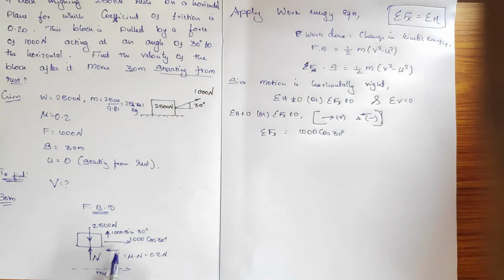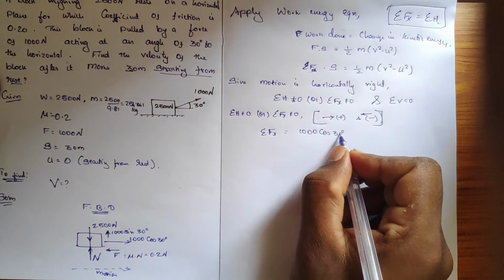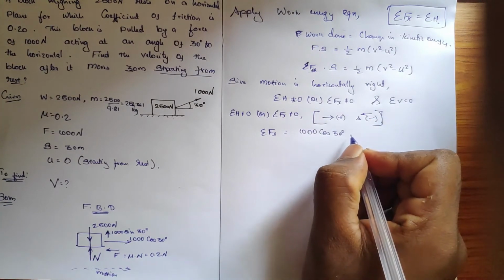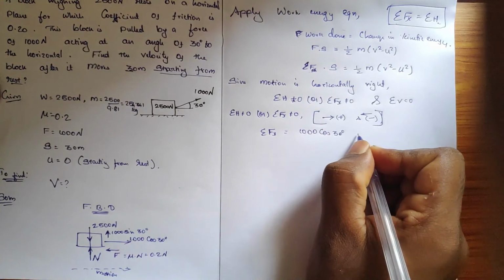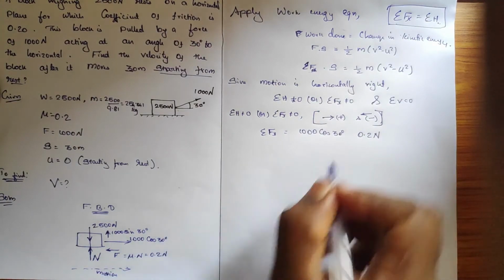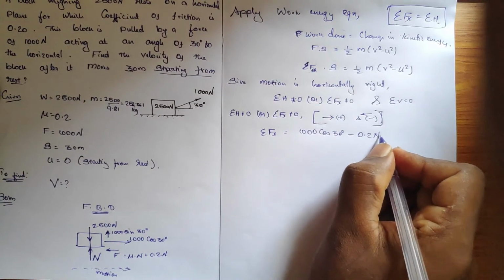Okay, this must be noted. Here it is not an issue, the same typical pattern is going on. Motion is right side, so right side force is positive and left side force is negative. If your motion is towards the left side, then your left side force should be positive and right side force should be negative. So here 1000 cos 30 degree is positive, and the friction force, 0.2 into normal reaction, is directed towards the left side, so it is negative.